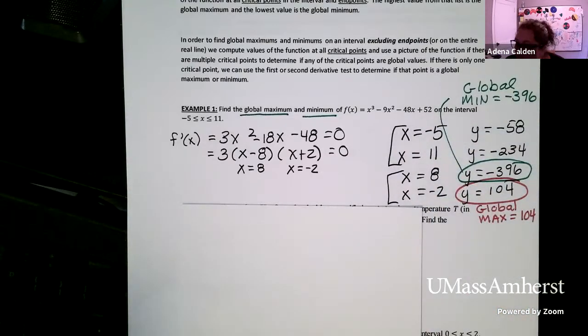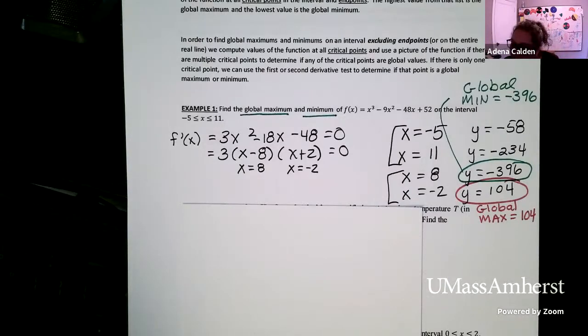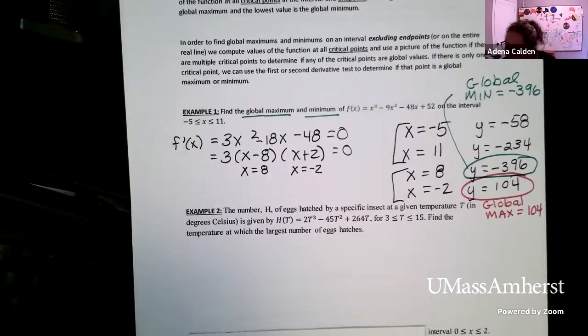We put them in a list. We plug each of those into the original function. Then we compare the dependent values to see which one is the largest and which one is the smallest. So let's try another one here.